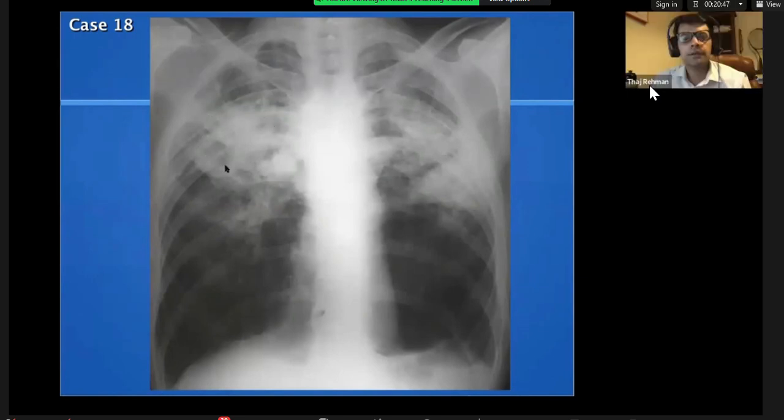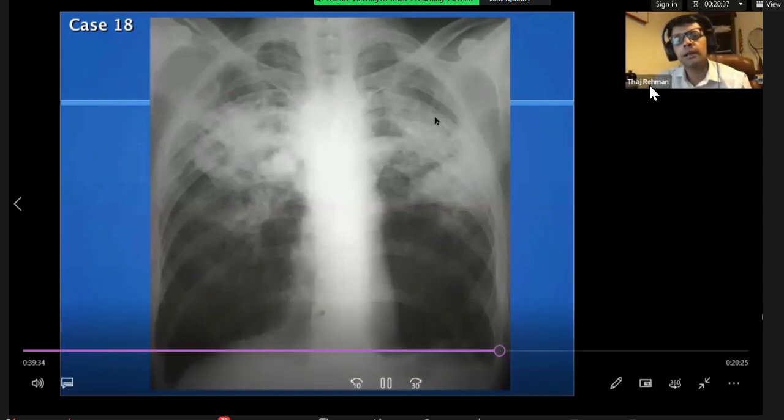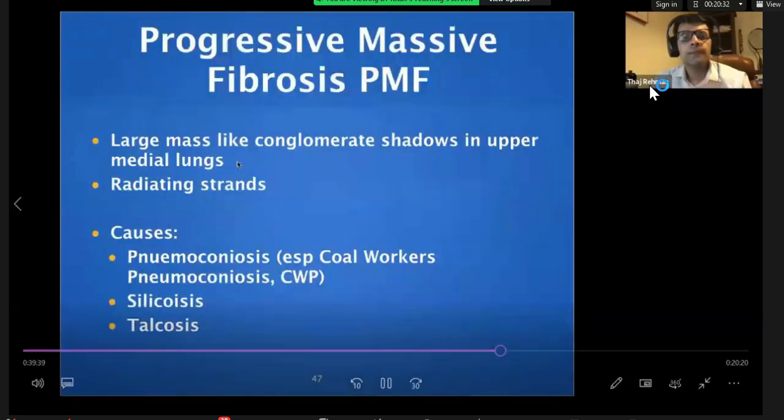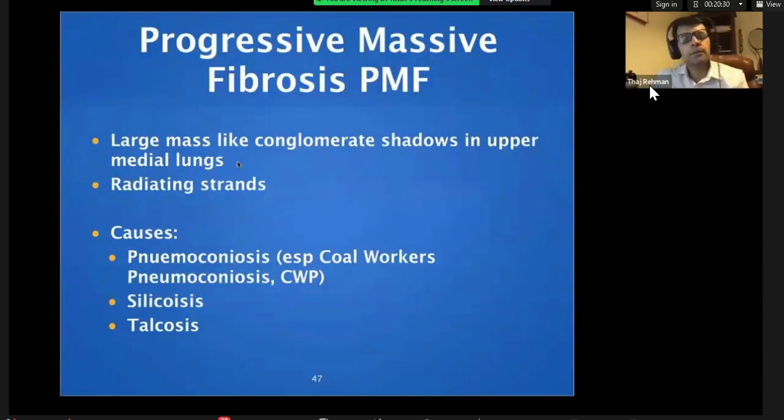Very good, very good. So this large consolidations in the upper central lung and emphysema in the rest of the lung, and you can see some nodules as well within that. There's probably some background nodules as well. So this is progressive massive fibrosis, which is large mass-like conglomerate shadows in the upper medial lungs with radiating strands. And then the causes are pneumoconiosis, especially coal workers' pneumoconiosis, silicosis, and talcosis.